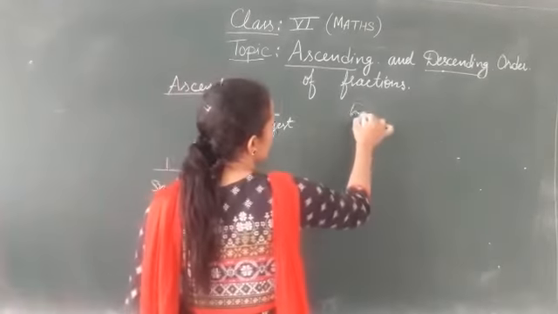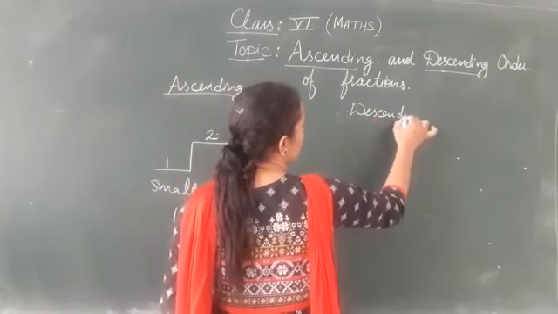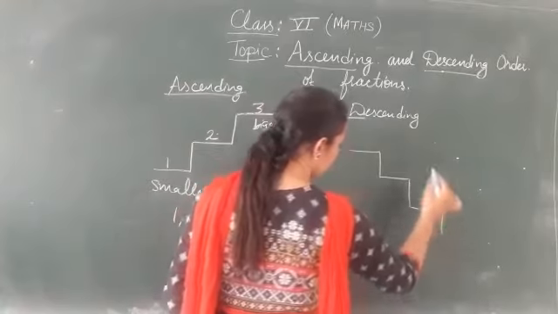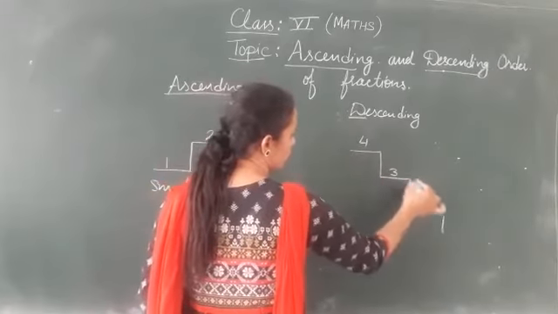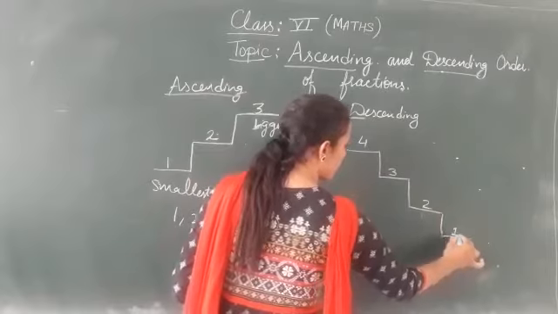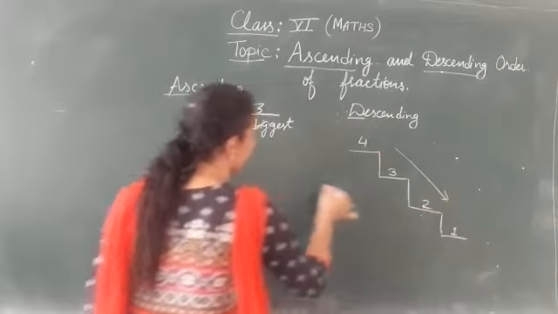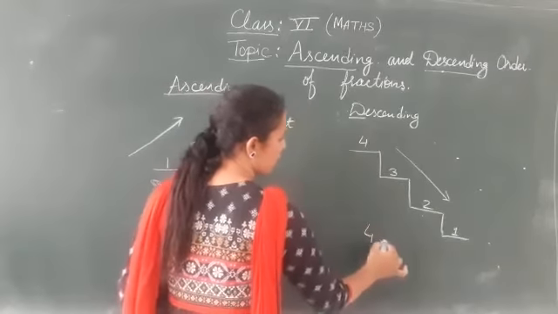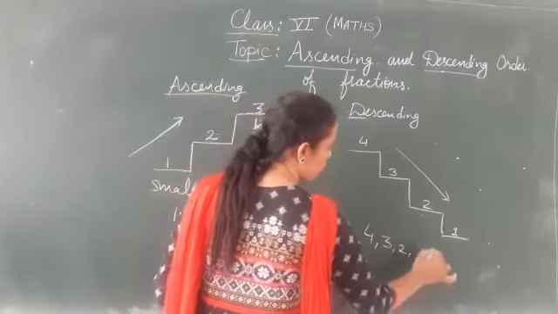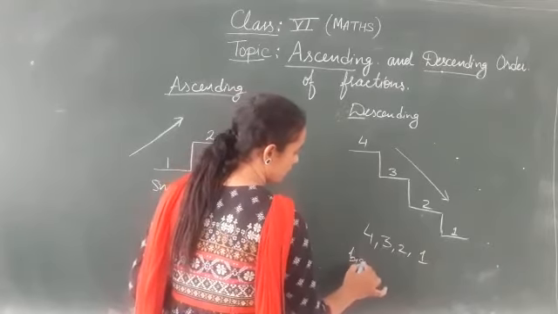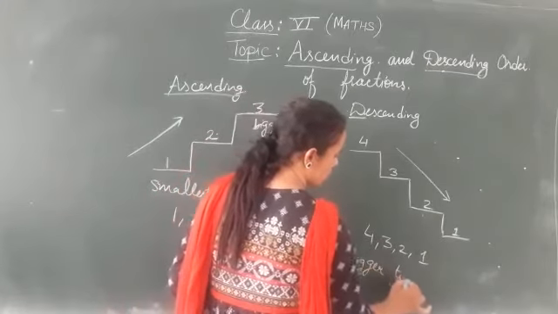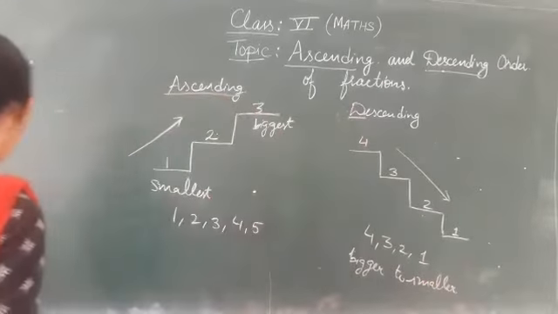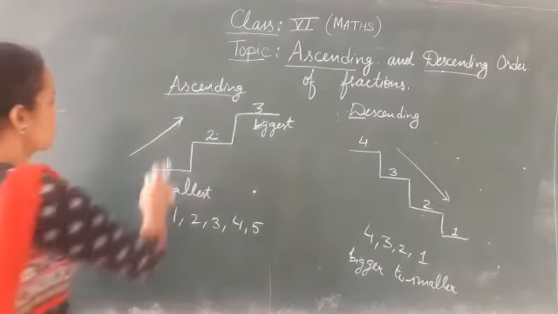While descending is coming down. 4, 3, 2, 1. So we are coming down here. We are going up and coming down. Like from the biggest one, we will go to the smaller one. Bigger to smaller. This is descending order. Now we'll do some questions based on this.